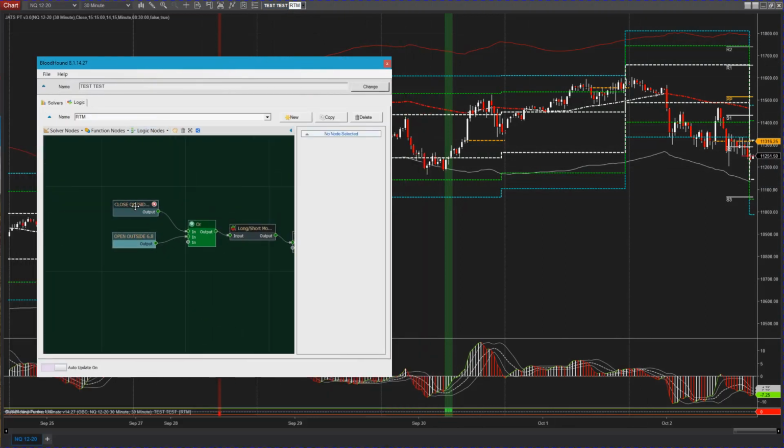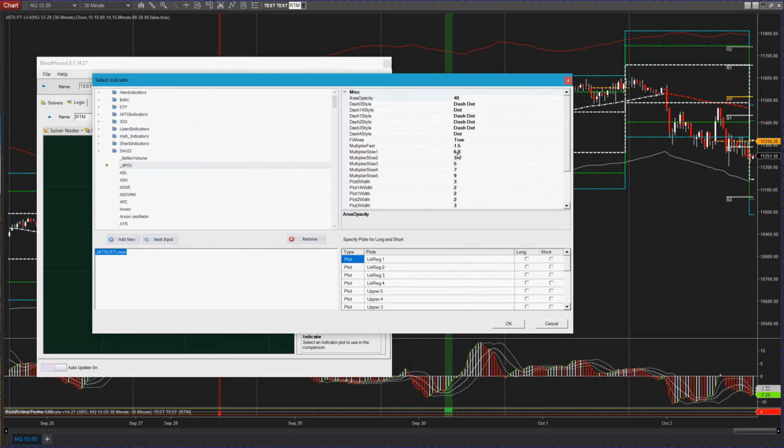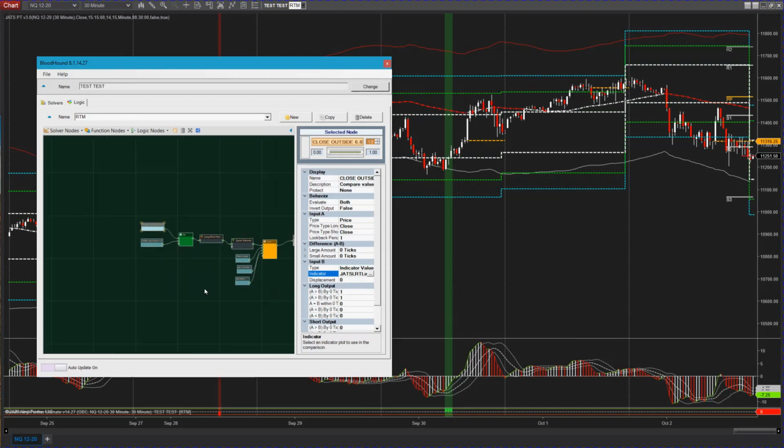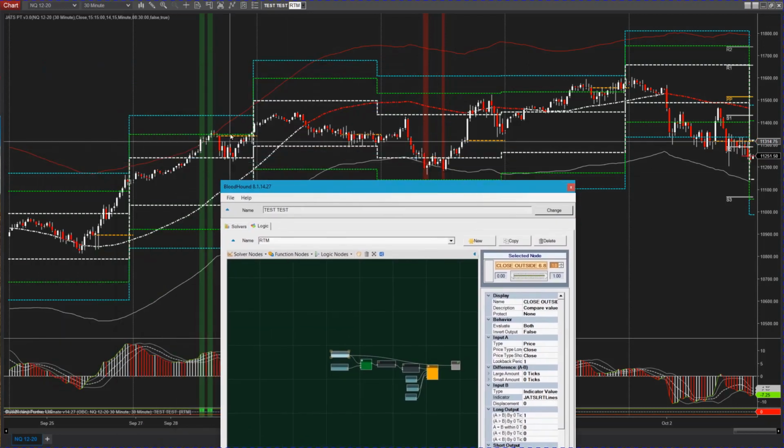So here what I've done is I've put 2 solvers on here, one with the close above the 6.68. So you can just type in on your multiplier slow 1 whatever number you want, and then come down here for your plots, and you can see that you can go outside the upper one or below the lower one. If you connect that to your result node, you'll see that if it goes below the line, you'll get a short signal. If it goes above the line, you'll get a long signal.